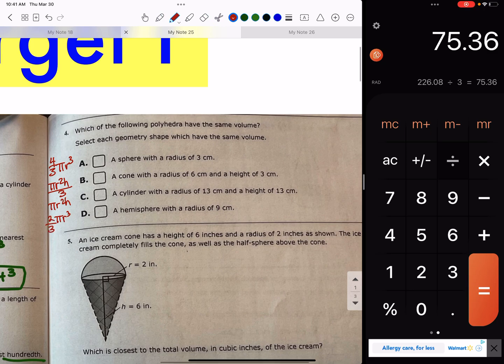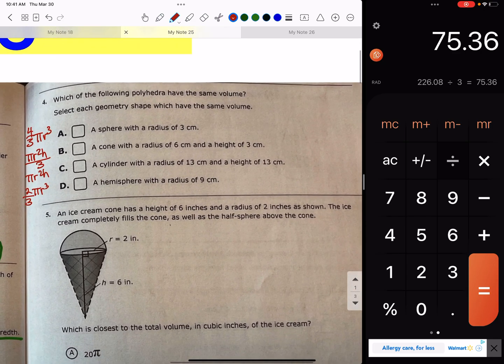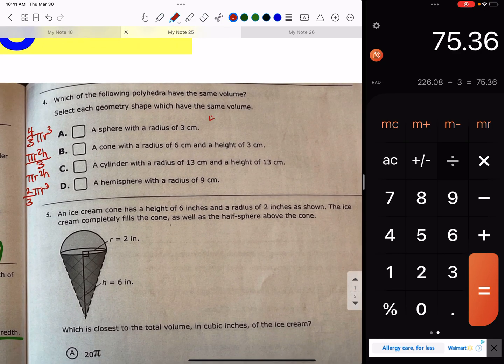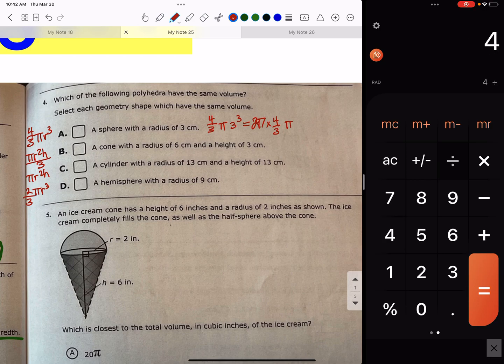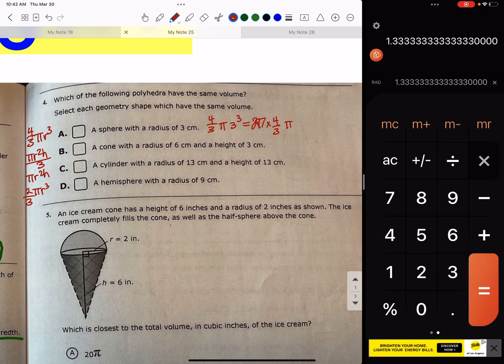Okay, let's go really quick. A sphere with radius of 3, 4/3 pi, 3 to the third power equals 27 times 4/3 times pi. Let's see, 4/3 times 27 equals 36. This is 36 pi.